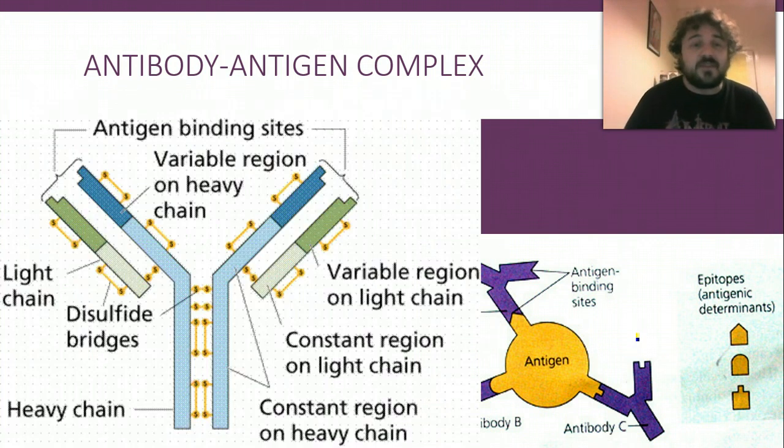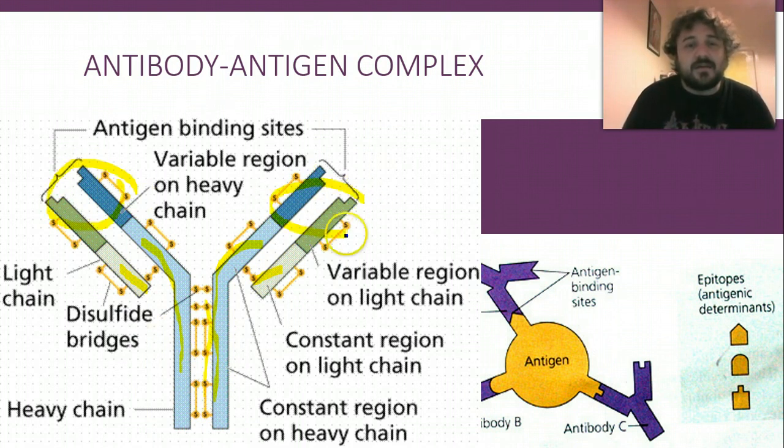So this is what it actually looks like. You've got these two chains here which don't really ever change. They stay the same. The only bit that changes are these two parts. So the body has this set up, like this is made all the time, and it's really easy for it to do that. And it produces these which match the antigens that enter the body.